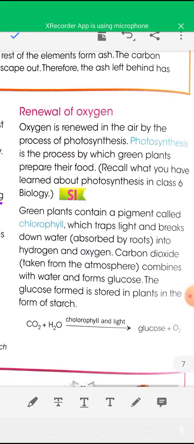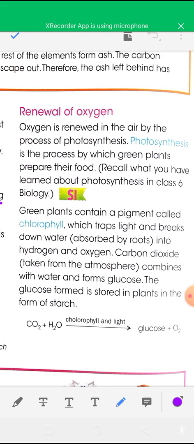And renewal of oxygen. Oxygen is renewed in the atmosphere by the process of photosynthesis. Photosynthesis is a process by which green plants prepare their food, and oxygen is released in this process.